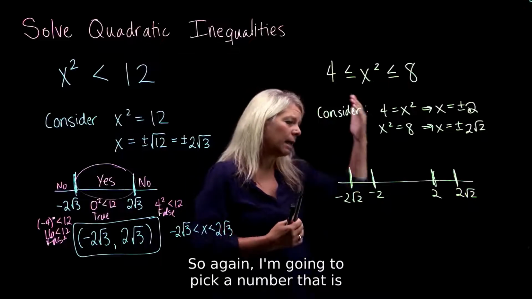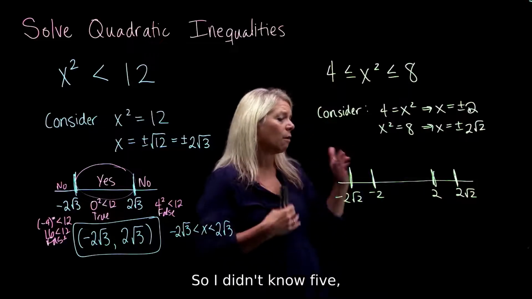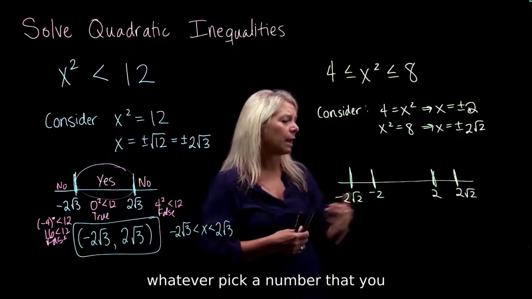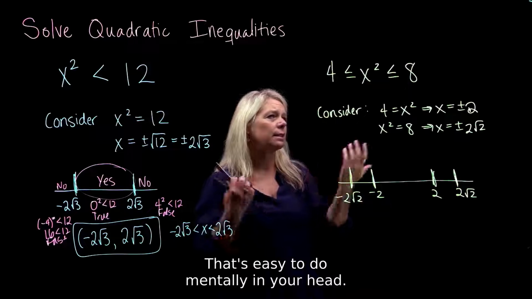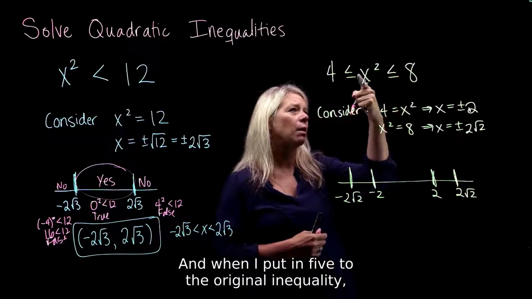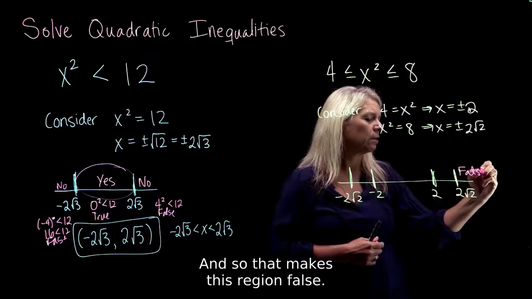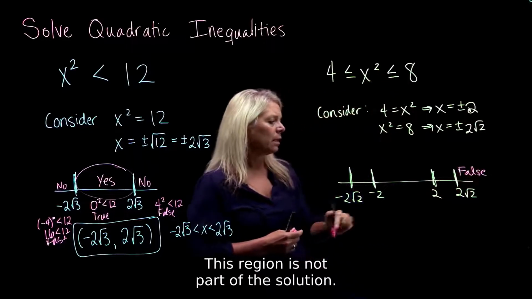All right, so again, I'm going to pick a number that is bigger than 2 square root of 2. So I don't know, 5, whatever. Pick a number that you like that you are sure is over here. That's easy to do mentally in your head. And when I put in 5 to the original inequality, 5 squared is 25. And so that makes this region false. This region is not part of the solution.